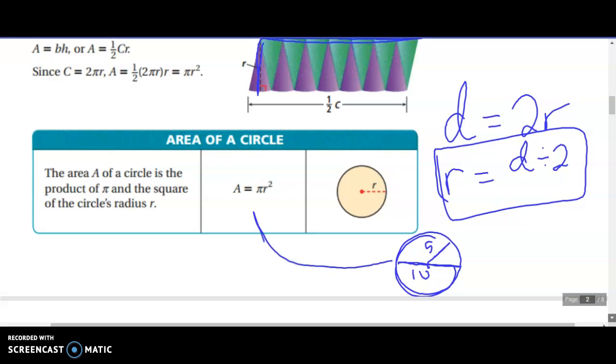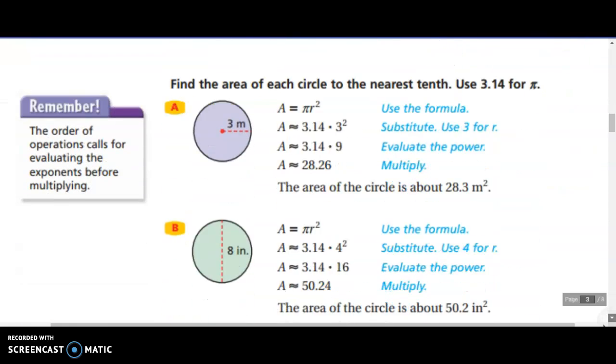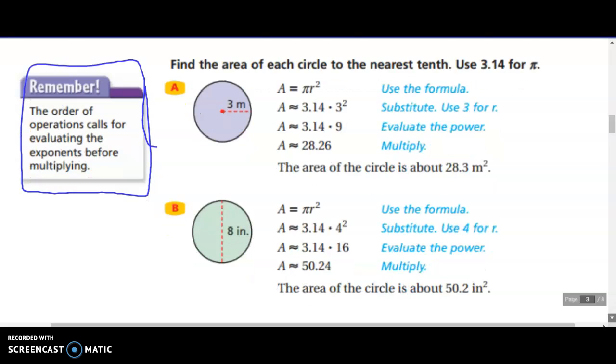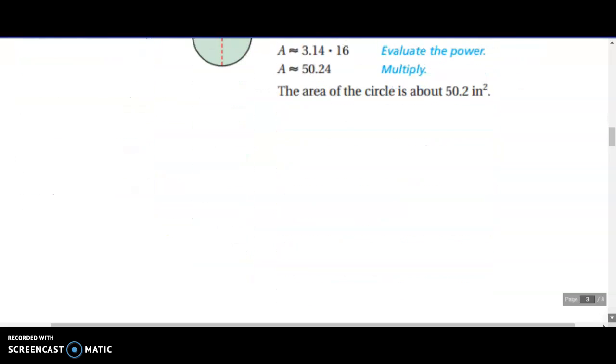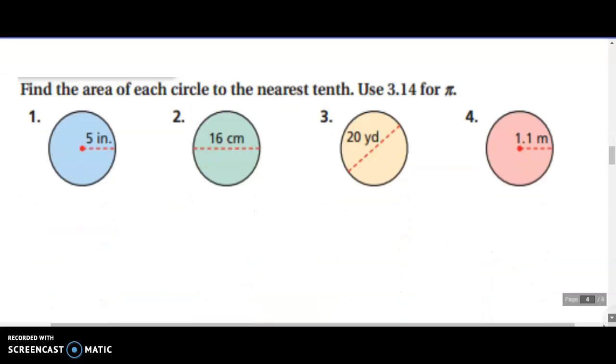You have to use this formula. Don't try to come up with another formula where you use D. Is there one? Yes, but it's more complicated than it has to be. If you're given diameter, chop it in half, use the radius. That's what you have to do. All right, so here's a couple of examples, but the key here is order of operations. You do the exponents before you do the multiplication. So you can go through that at any time.